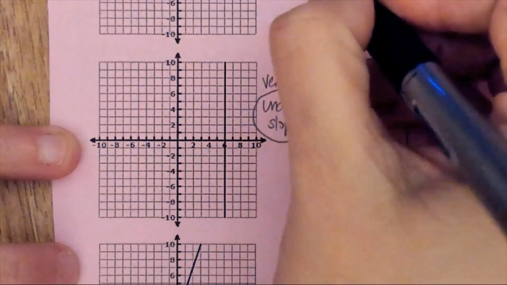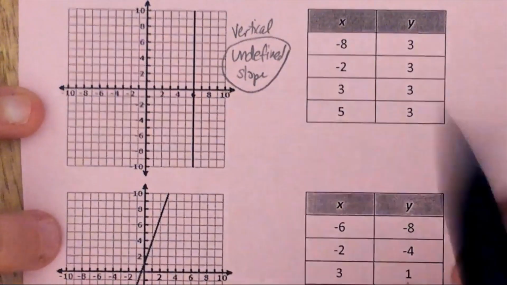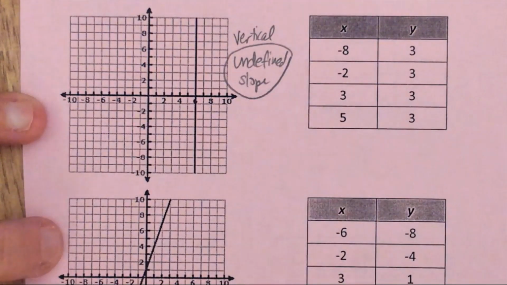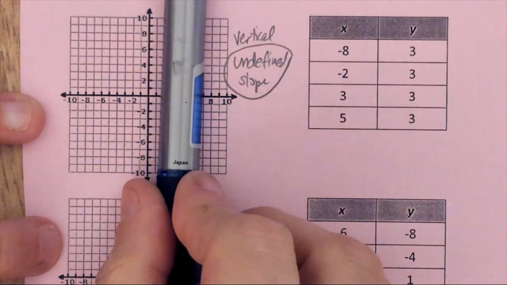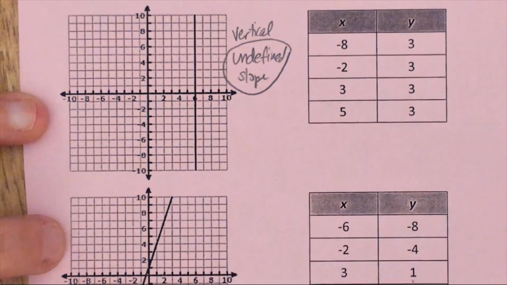Okay, so for this one, my slope is undefined because I have a vertical line. Anytime I fail the vertical line test, boom, I have undefined slope. That is not a function.